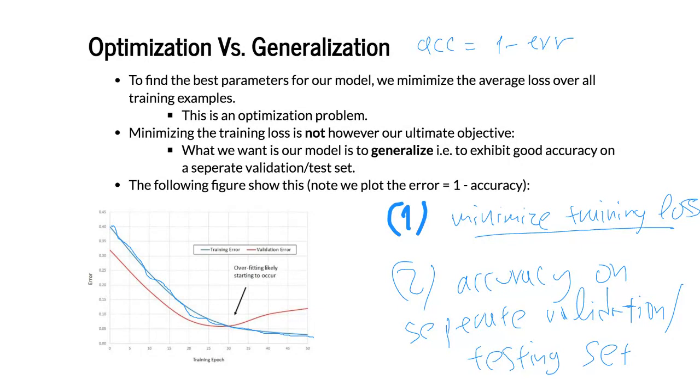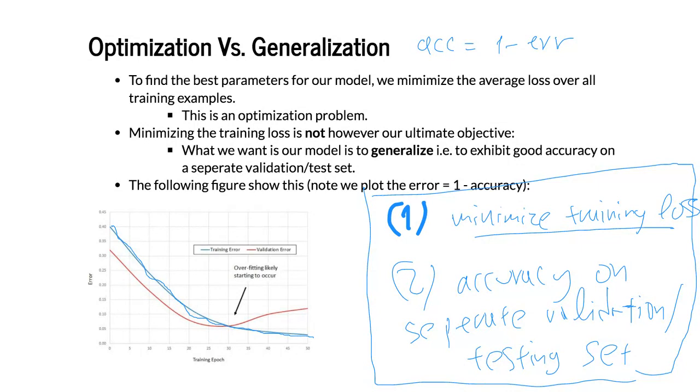So both these things are important when we train a model, but the really important one is the second, which is whether the model is able to generalize to an unseen validation or testing set that was not used for training the model. Training the model means finding the model parameters.